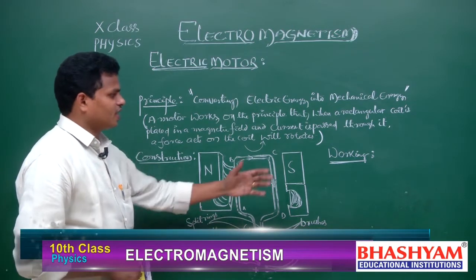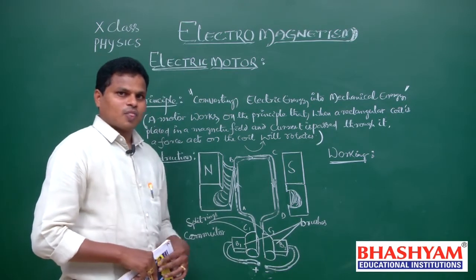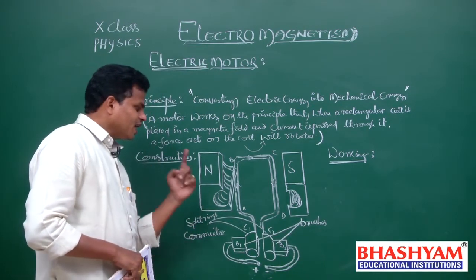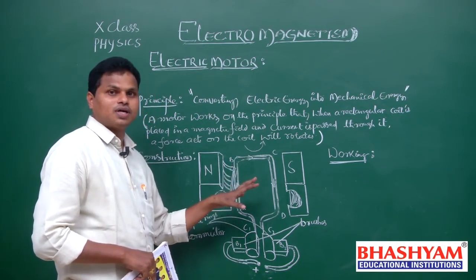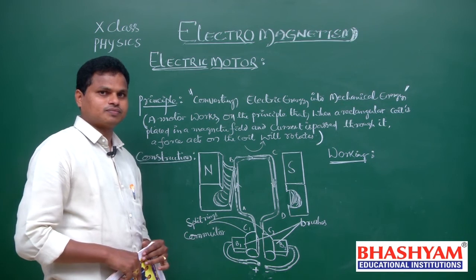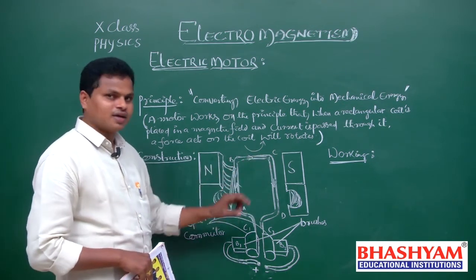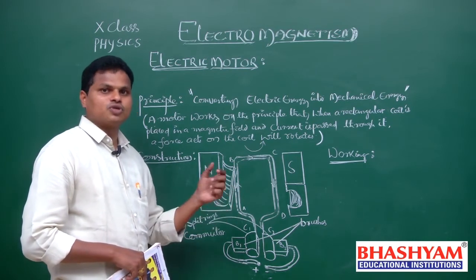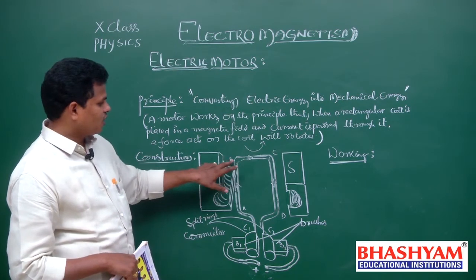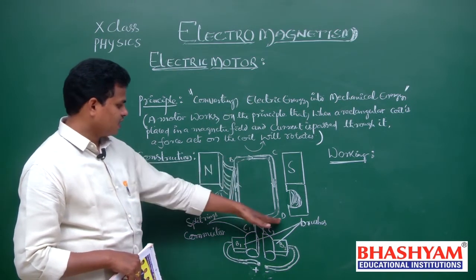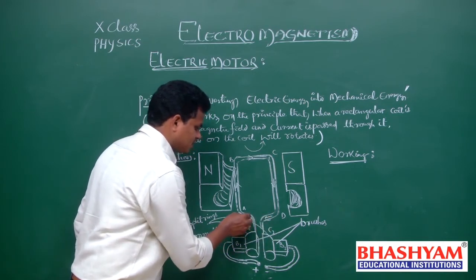Now, the working. What is the working? We know that when current is passed through the coil, it will rotate due to the magnetic force. Here, arms AB and CD are perpendicular to the field, so there is a force acting on them. But there is no force acting on arms BC and AD, and the current there is in the opposite direction, like this.